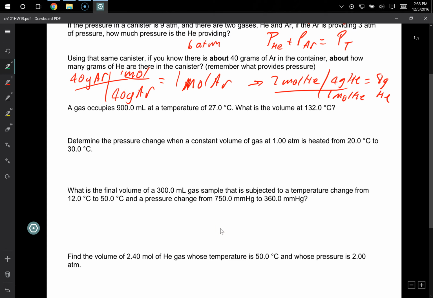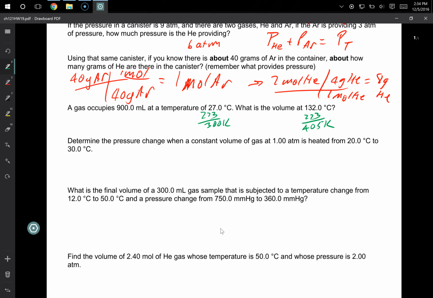All right, a gas occupies 927 milliliters. What's its volume at 132? So what's the first thing you want to do? Change it to Kelvin. 273 plus 27 is 300 K, and 273 plus 132 is 405 K. Great. So what did we do to the temp? The temp went up. So if I had a container of gas in a variable size object like a balloon, and I increase the temp, what would happen to the volume?